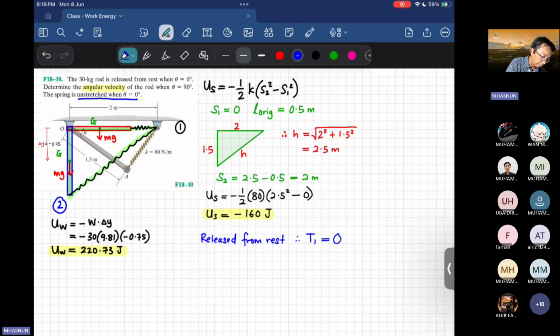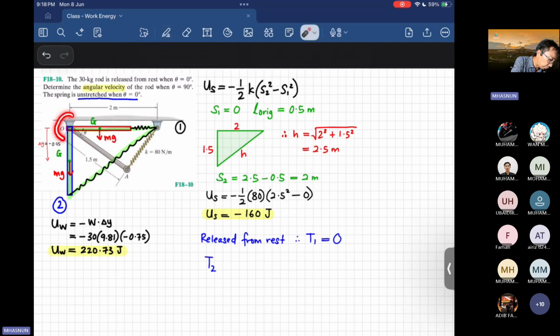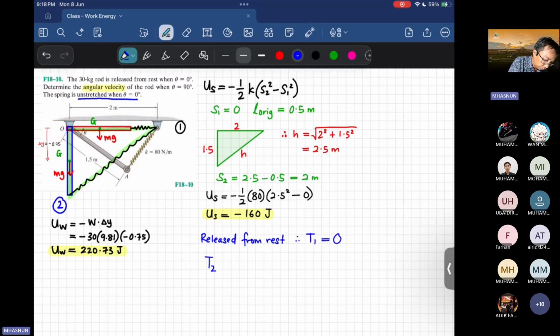And then we will calculate also T2. This is a rotation problem, and you can see there is a rotation about the fixed point O. So basically, this is the fixed point O. As I have shown in the class today, I prefer that you use the equation 1 over 2 IO omega 2 square. So then what we need to find here is IO. To find IO, first we need to calculate IG.